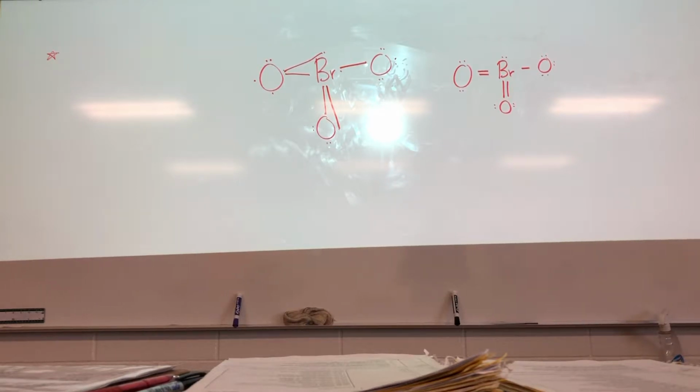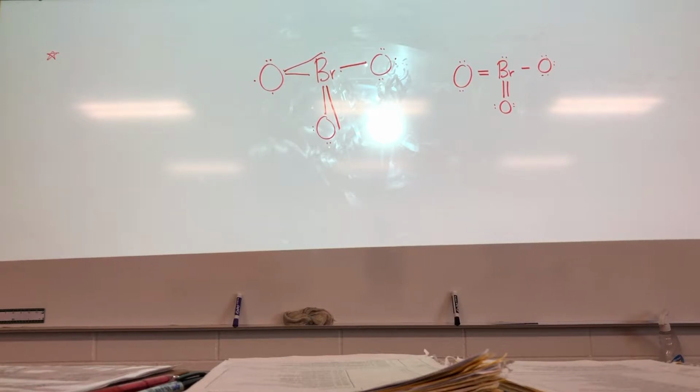Isn't there a way to have everybody have a negative? But that's not how it exists in the world. Even though it's possible, just because you can draw it on paper doesn't mean that's how it exists in the world. If you follow the bonding rules, this is the only way it works.